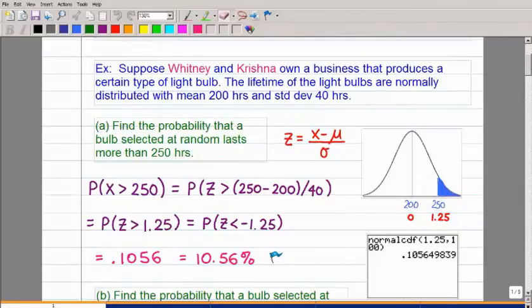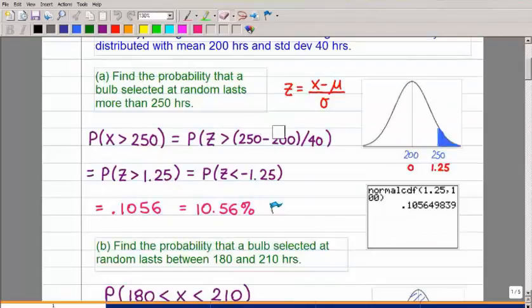So let's see. I'm converting my value of 250 to a z. 250 minus 200 divided by 40 is 1.25. If your answer doesn't divide evenly like this one is exactly 1.25, you would round this to 2 decimal places to use the chart. And even for the calculator purposes, to make your answer similar to what the chart answer would be. So we learned last time that we can do the greater than.